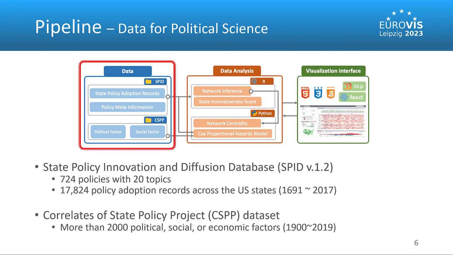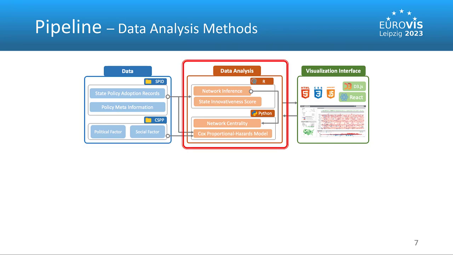The second data is the Correlates of State Policy Project Dataset, called CSPP. It includes more than 2,000 variables of the political, social, or economic factors from 1900 to 2019. 14 factors among them, such as the percentage of foreign-born, crime rate, and urban population, are used in this work. Next, 4 computational analysis methods are used to support political scientist data analysis.